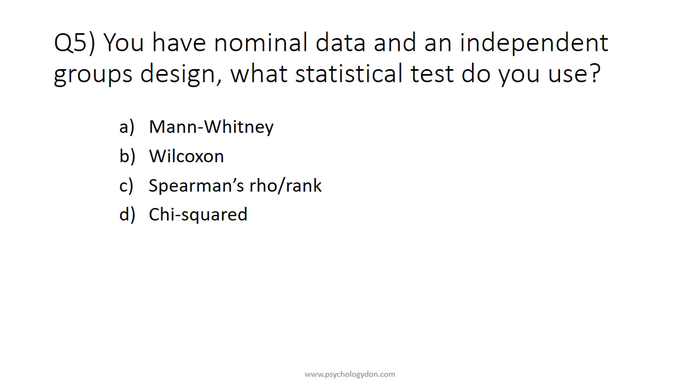Question 5. You have nominal data and an independent groups design. What statistical test do you use? A. Mann-Whitney, B. Wilcoxon, C. Spearman's rank, or D. chi-squared? The answer is D. chi-squared.